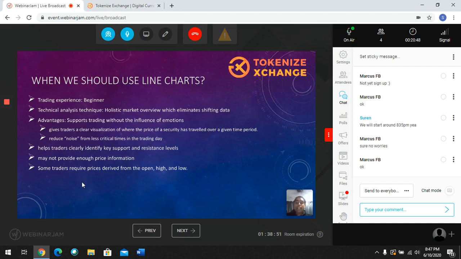Some traders require price derived from open, high, and low. All right, so that's what I meant. The noise is this, the open, high, and low. So when you don't have this open, high, and low, basically your emotions are pretty much tied to the closing price. So you know, okay, 1 hour ago the price closed at this, and now at this current point it's going down. Okay, it's going down, fine, no problem. So what if it's going up? Okay, fine, it's going up. Let's see what's going to happen next. So yeah, that's it.